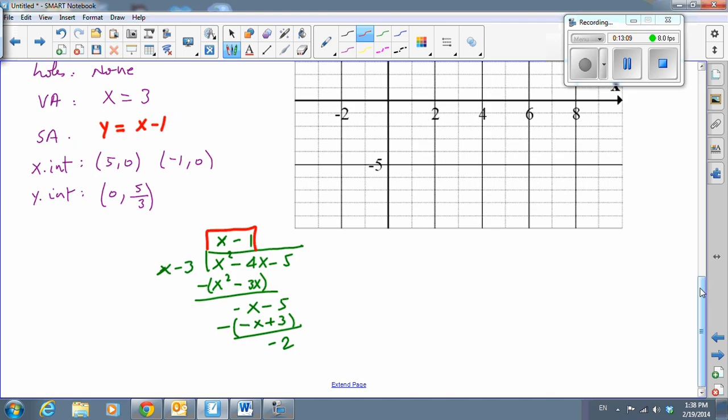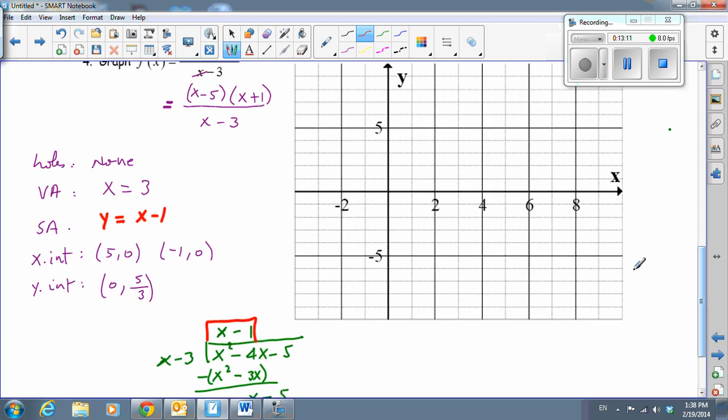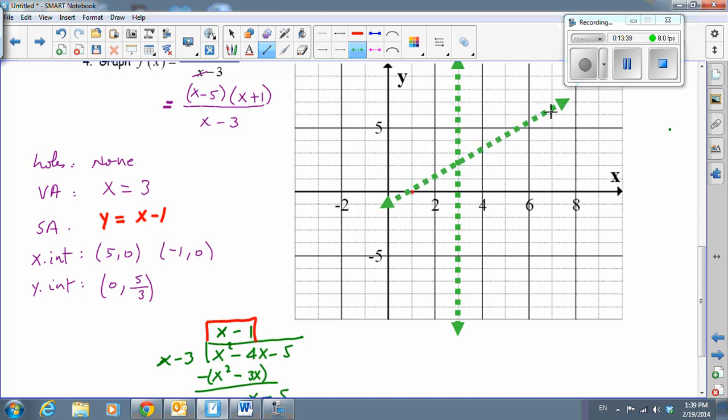So let's go ahead and graph it. First thing I would do is graph my vertical asymptote. I do have a vertical asymptote at x equals 3, so I graph my vertical asymptote. I do not have a horizontal asymptote, but I do have a slant asymptote. So I would graph this line that has -1 as a y-intercept, meaning here, and I rise 1, run 1 here, and I would graph my slant asymptote as well. And that slant asymptote will look like this.